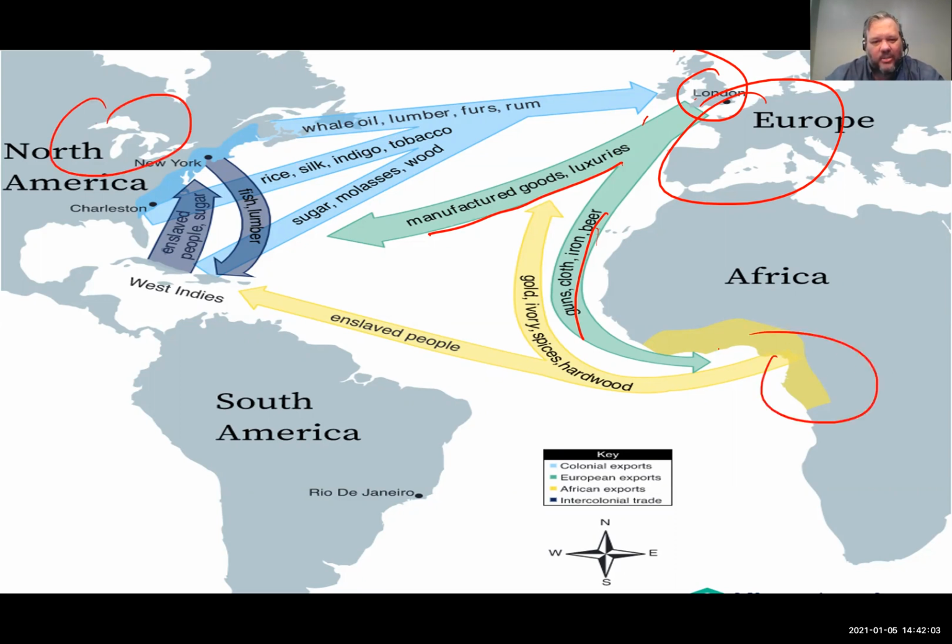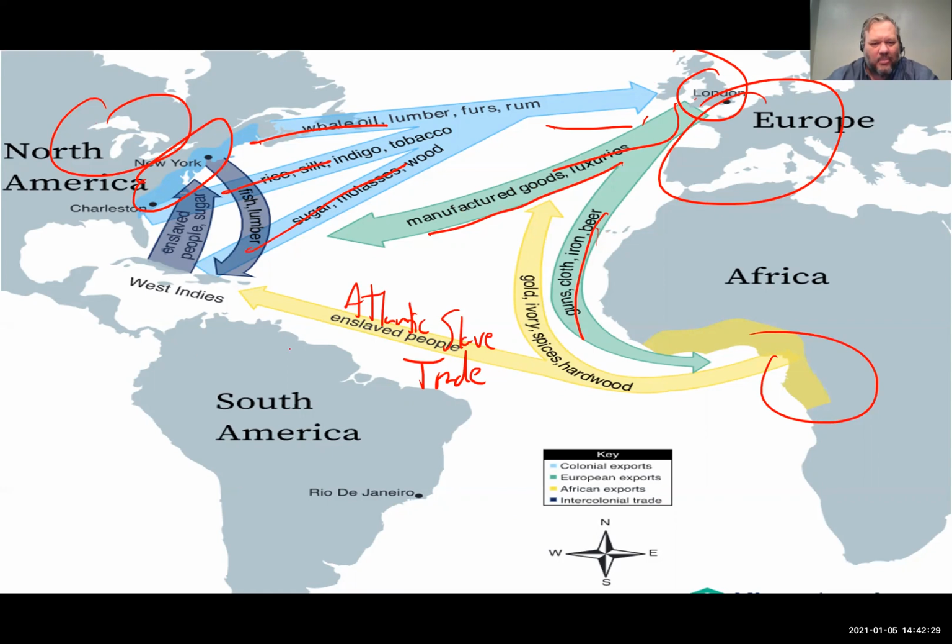You can see this is the Atlantic slave trade. This is what they call the Middle Passage, the trip across. That's a terrible part of our history in the U.S. But anyway, here's all the raw materials. These are all the colonies over here. They would ship the raw materials back to England. England would take them, convert them into manufactured goods, and sell them back across the world.